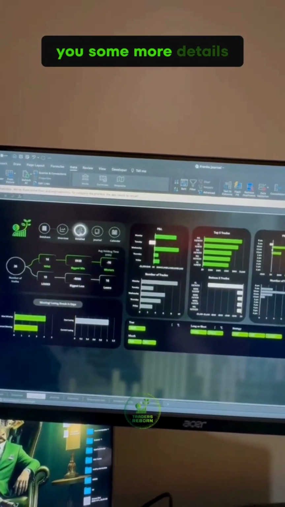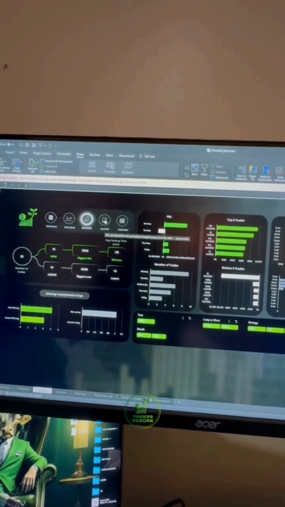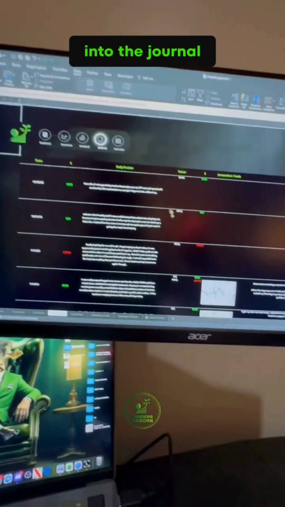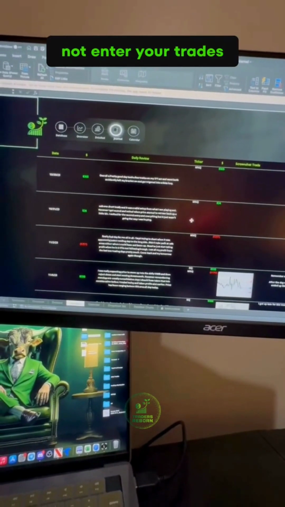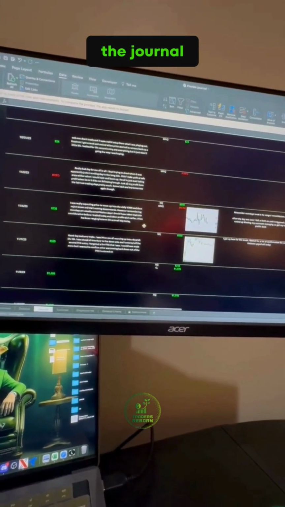It's going to give you some more details about your trades right here you can look over. Then it's going to put that trade into the journal. You do not enter your trades into the journal. You only enter the details about the trades in the journal.